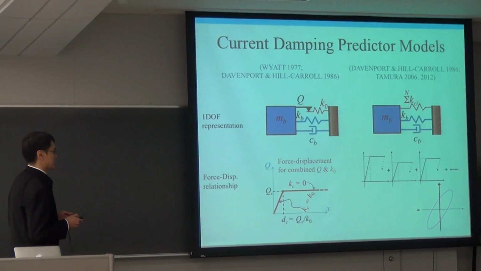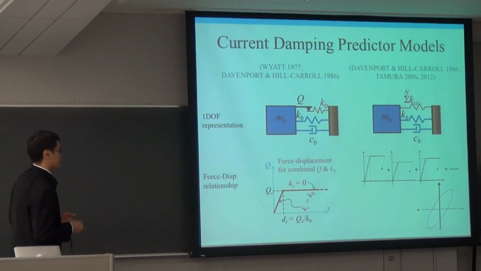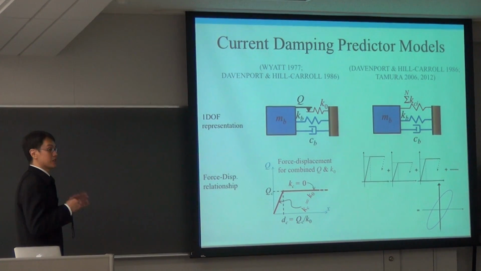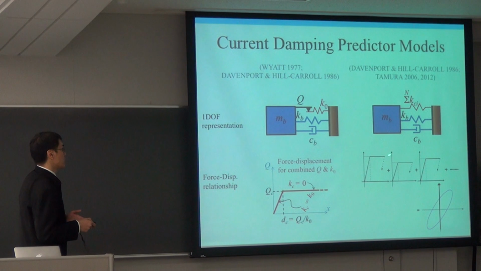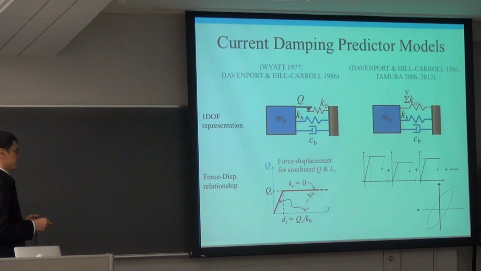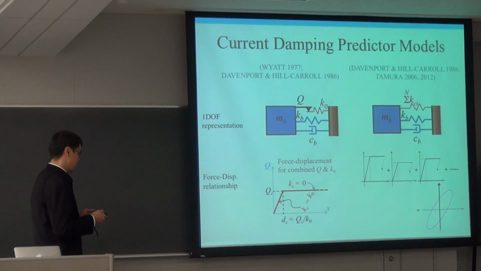And then they associated the force displacement of this combined part as so. So it looks like an elastoplastic force displacement relationship. But Davenport and Hill-Carroll and Professor Tamura talked about that in actual structures there's a large number of stick-slip components. So in fact, for each stick-slip component, their contributions are additive, and effectively it will cause something similar to, let's say, viscous damping hysteresis.